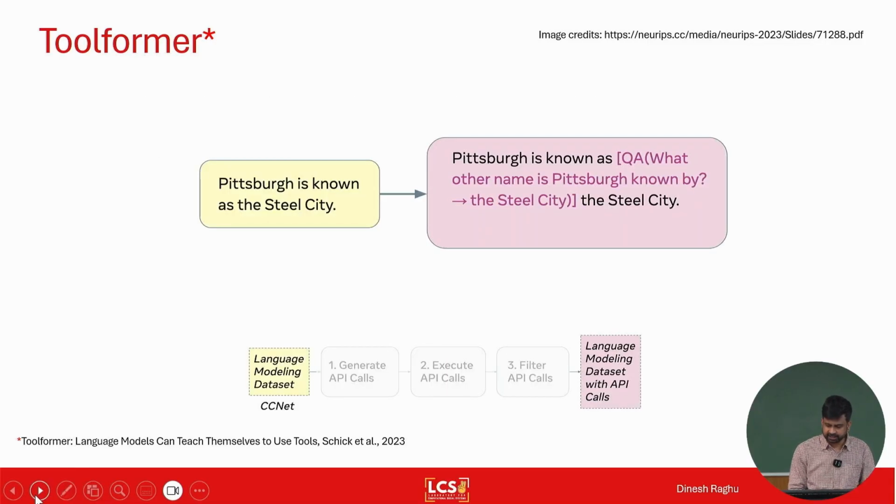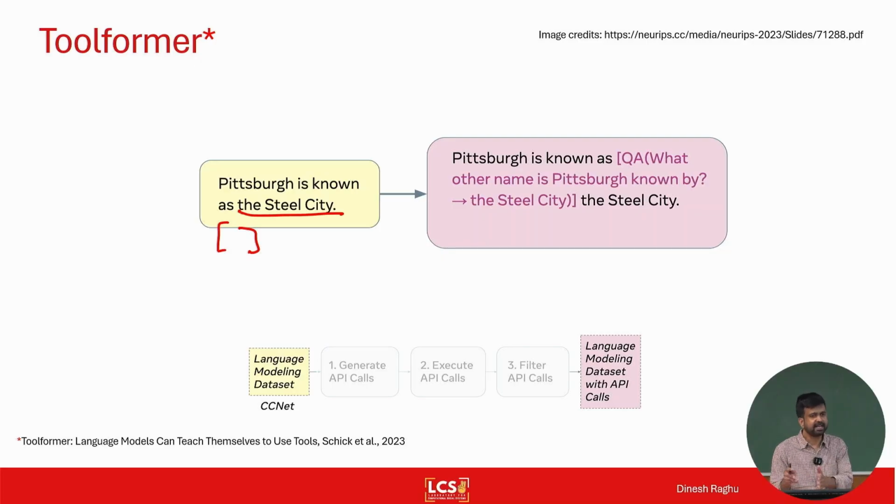So what they said is, they somehow want to annotate simple text with tools, right? So if you have a text like this, then they want to annotate that before I predict the steel city, I want to call a QA system which tells me what other name Pittsburgh is known by, and then once it gets the answer, I want to predict steel city. So somebody has to annotate this, right? So let's see how they end up annotating them in a systematic manner.